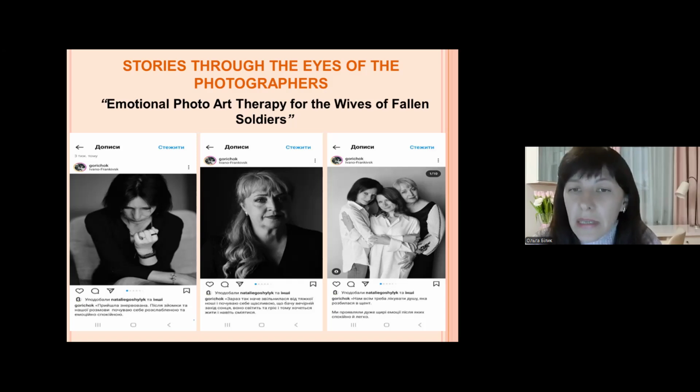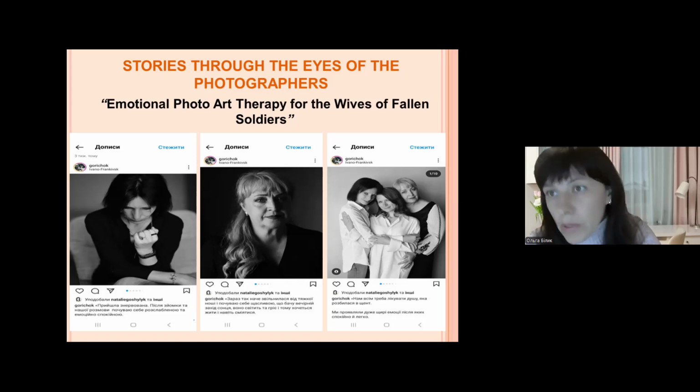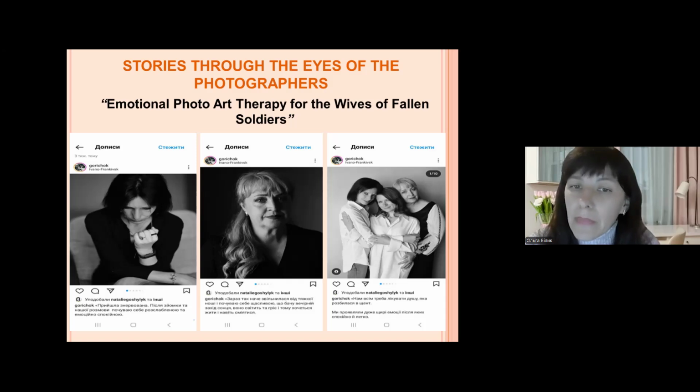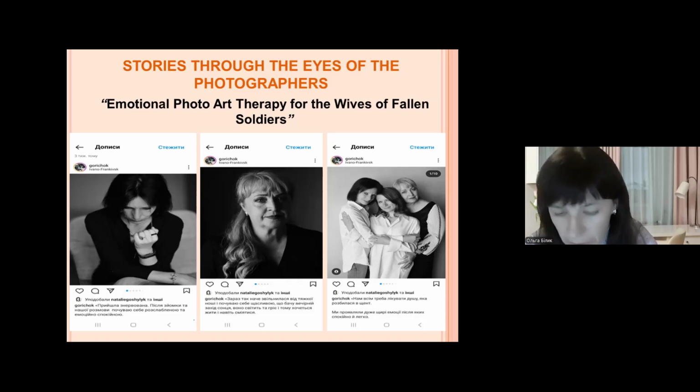And during the last stage, the women were feeling as happy as it is possible for them. They were communicating with each other. They were laughing, not only smiling, but laughing. And this set of photographs represents this transition, from the very sad moments to the moments in which you can feel better. And in this lies the sense of photo art therapy.